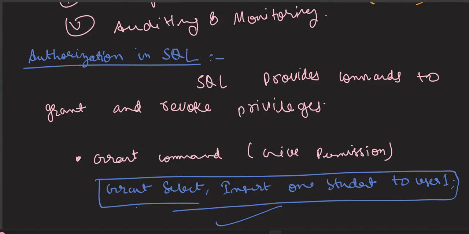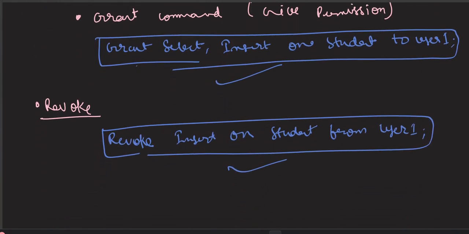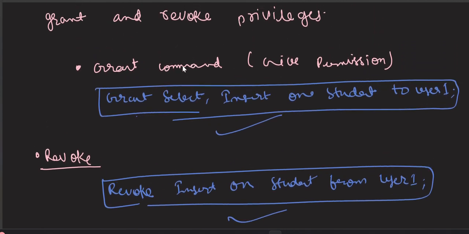Moving further, which is the REVOKE command. The revoke command means you are removing the permission. You write REVOKE INSERT ON student FROM user1. What it will do basically is revoke the insert permission from the user, which we initially gave using the grant command. I hope I am clear.